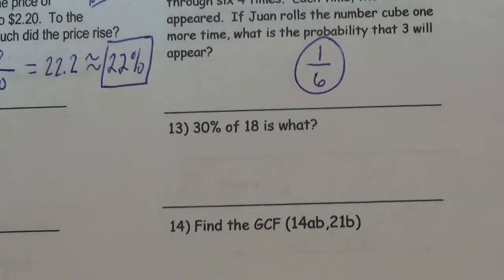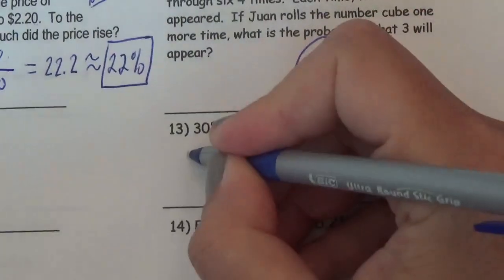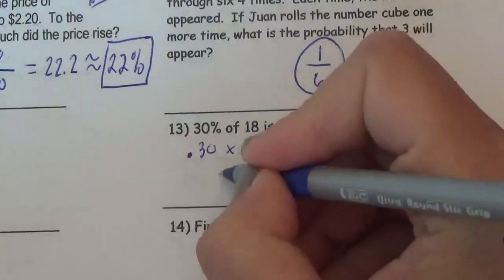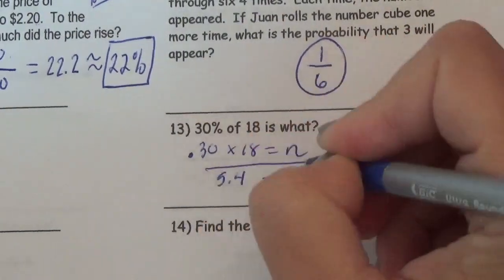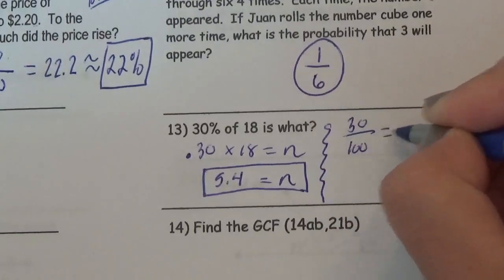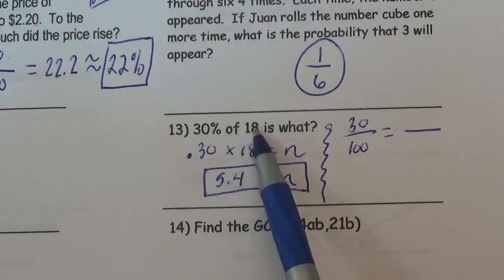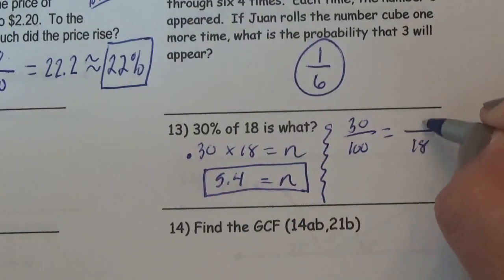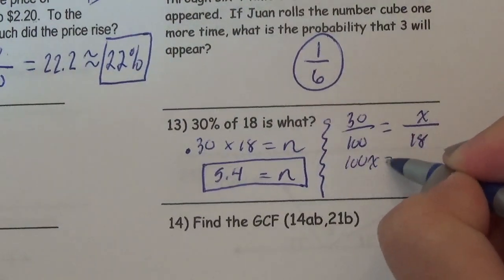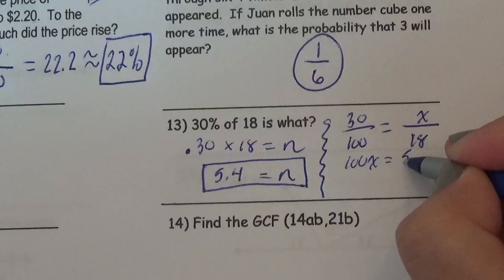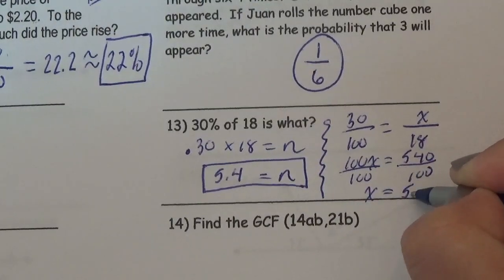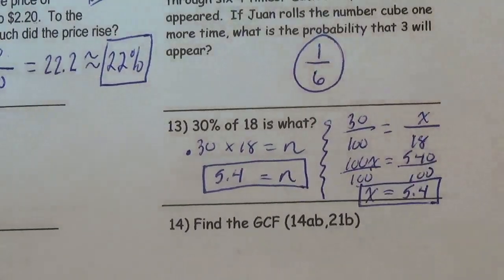All right, 13. 30% of 18 is what? You could translate 0.30 times 18. Just type that in. You get 5.4. If you like doing proportions better, that would be 30 out of 100 of 18. So the 18's on the bottom, and you don't know the top. That's 100x. 30 times 18 is 540. Divide by 100 and you get the same exact answer. Thank goodness.